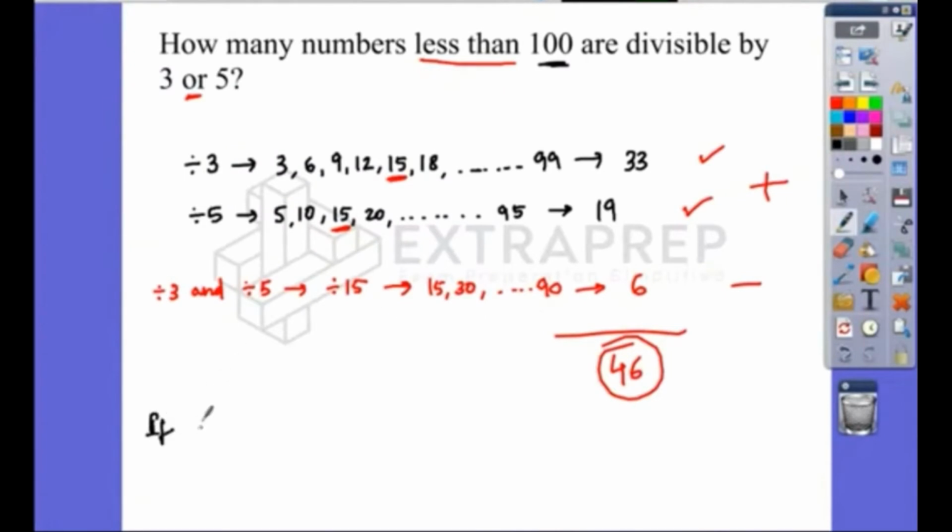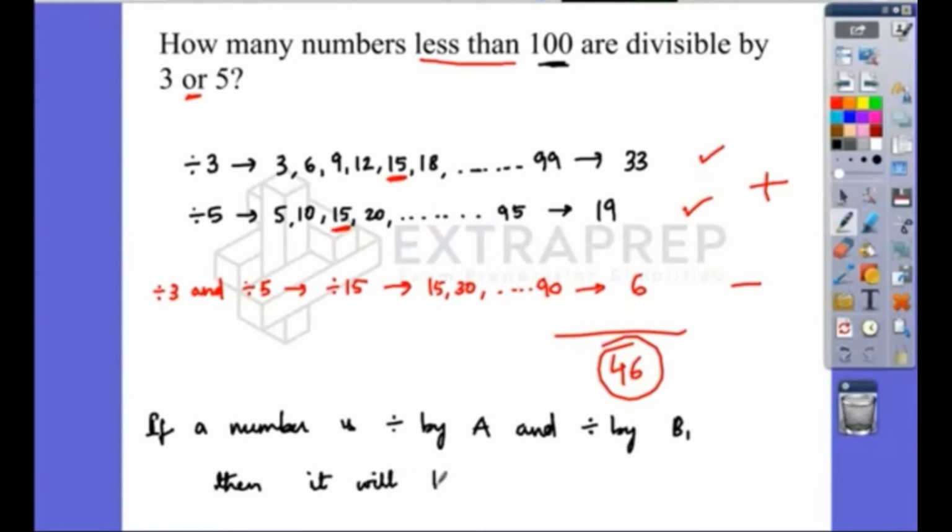See, there's something that you need to understand here. If a number is divisible by A and divisible by B, then it will be divisible by LCM of A and B. It's not product. It's LCM of A and B. Is that understood?